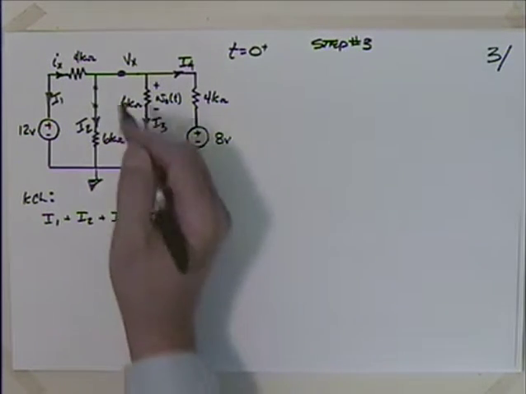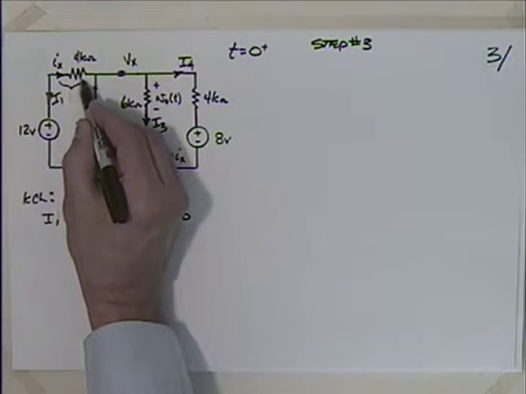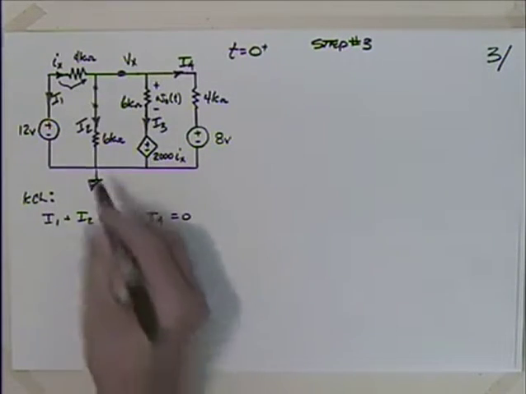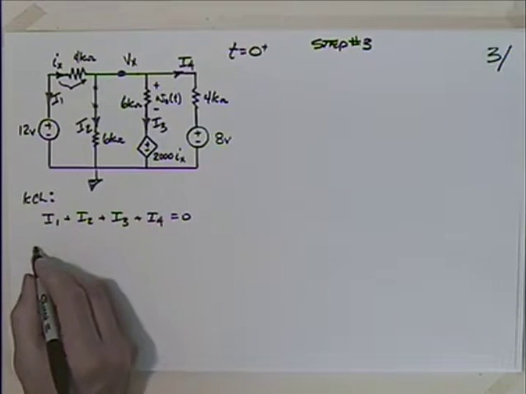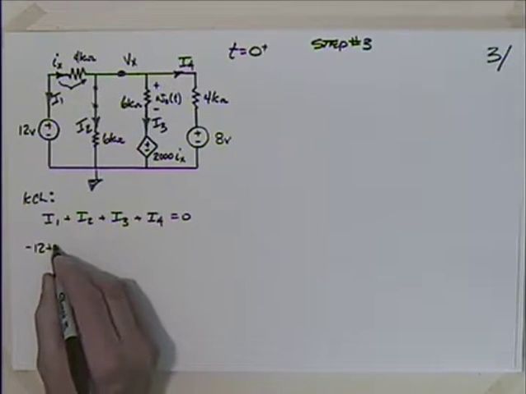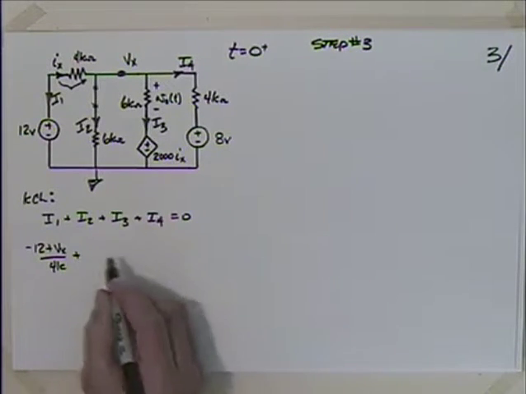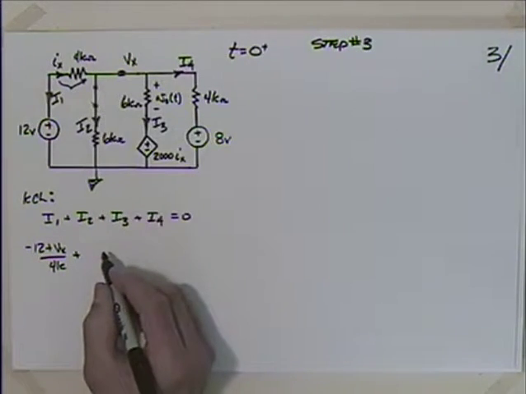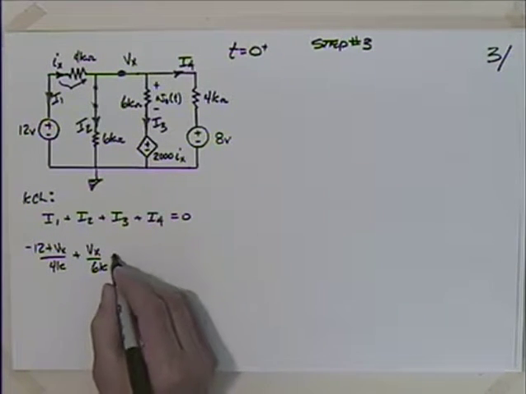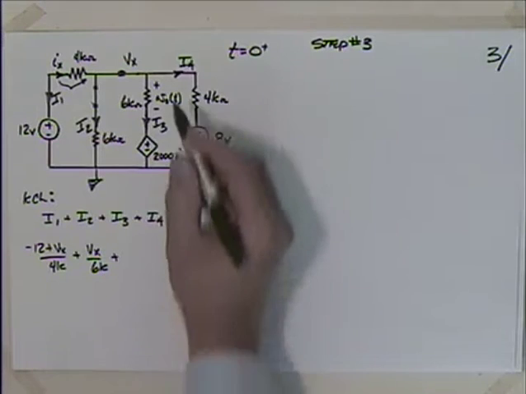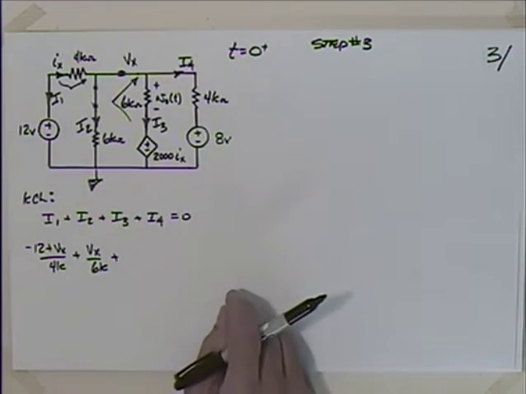So if we go through this and we make our substitutions, if I1 is going this way, I have to find the voltage that way, which is going to be minus 12 plus Vx. So minus 12 plus Vx divided by 4K, plus I2, which is simply Vx over 6K, plus I3. Oh, I3 is going to be a little tricky. I got to find the voltage across that thing, don't I?